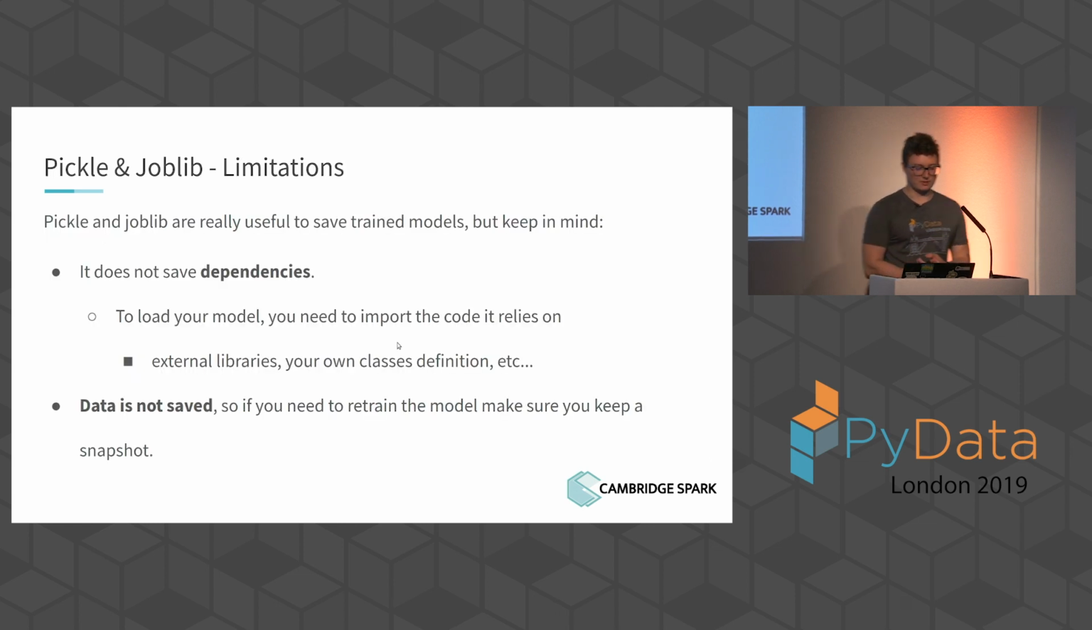Just keep in mind it has some limitations. Pickle and joblib will just pickle that specific object that you're specifying, which is why it's important to have one single object. But it does not save the dependencies. You will still need the code that it relies on to run. That means all the libraries that it's calling, but also your custom classes, everything. You will need the files to be able to run it. Also, the data is not saved. So if you need to retrain your model, you also need to make sure that you have snapshots of your data.